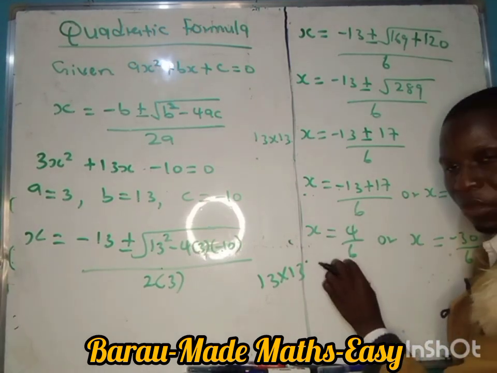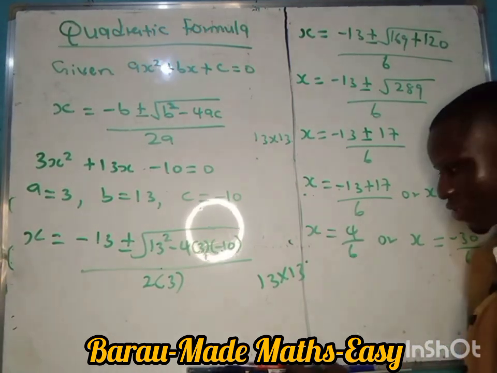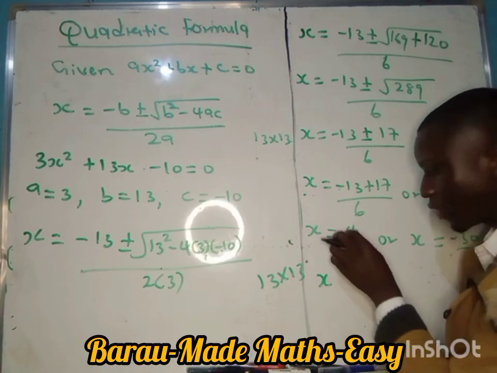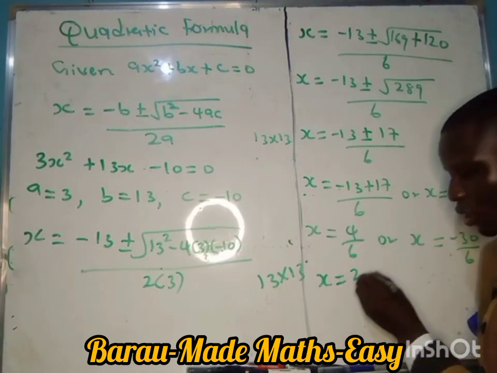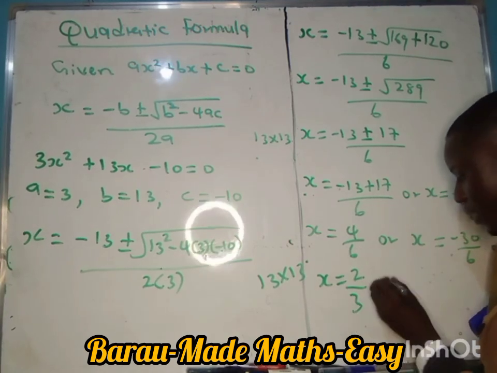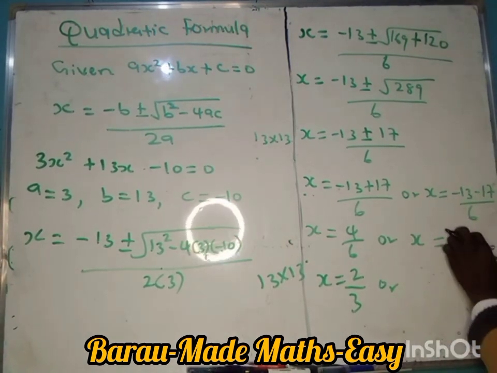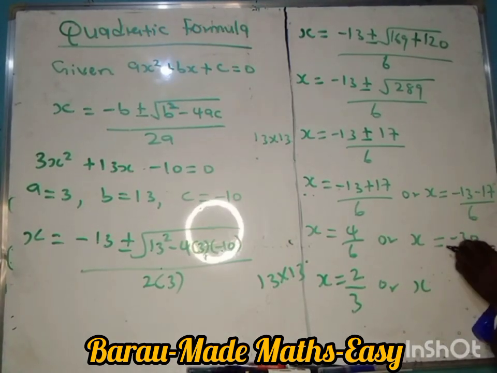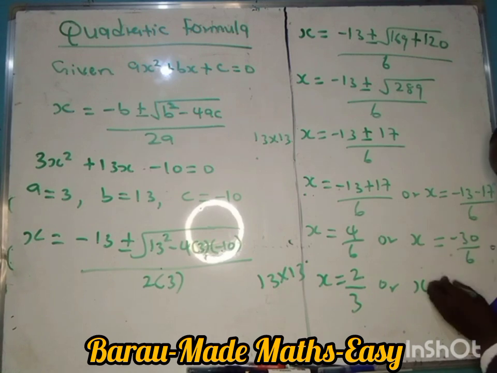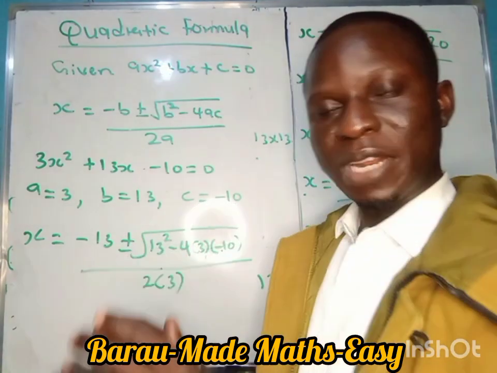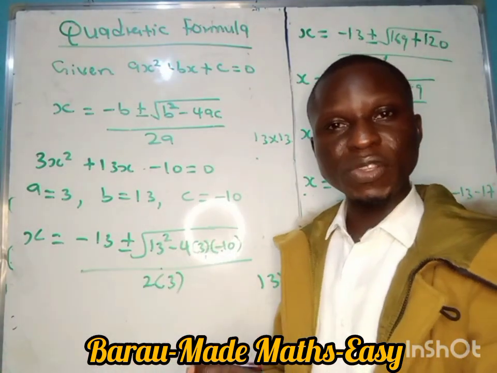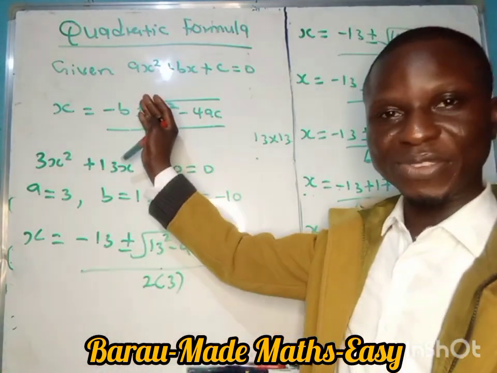This fraction can be reduced to simplest form because 2 can divide 4 and 2 can also divide 6. So 2 into 4 will give us 2. 2 into 6 will give us 3. Or when we divide negative 30 by 6, we'll have the second answer as negative 5. So with these two examples, I believe you can solve any quadratic equation using the formula method.